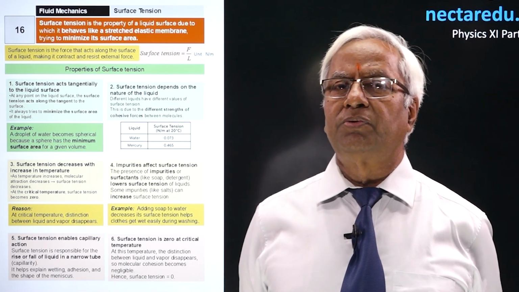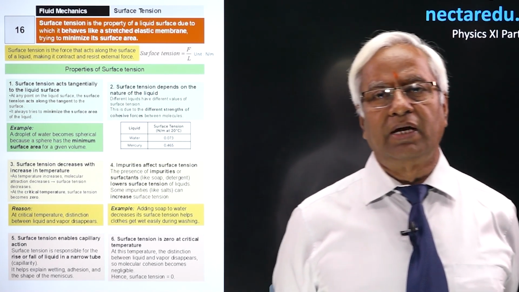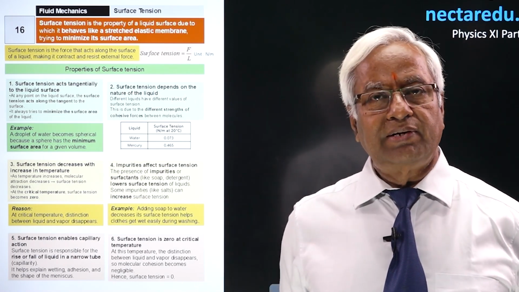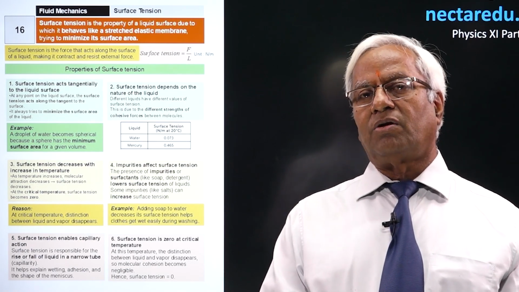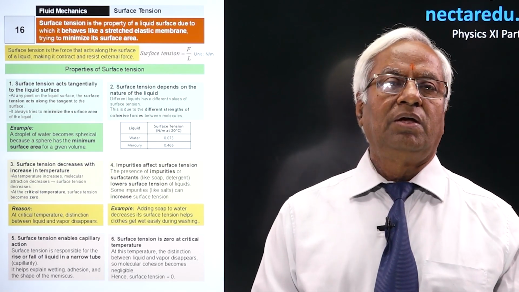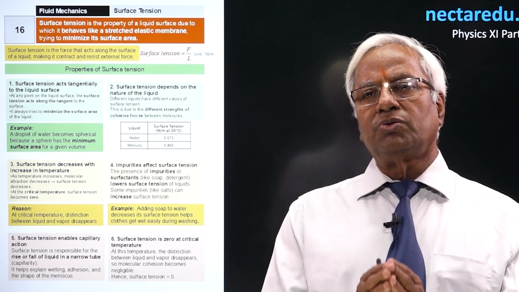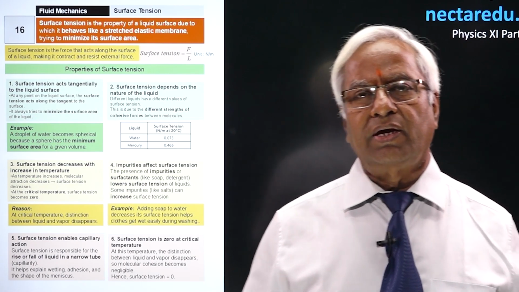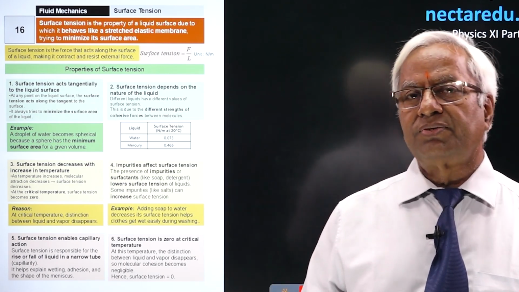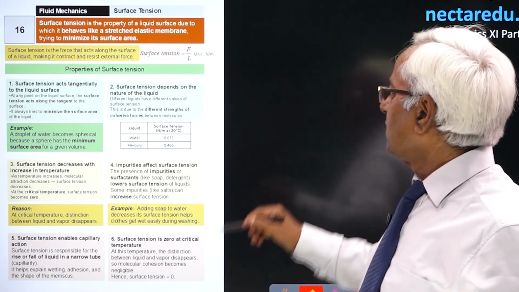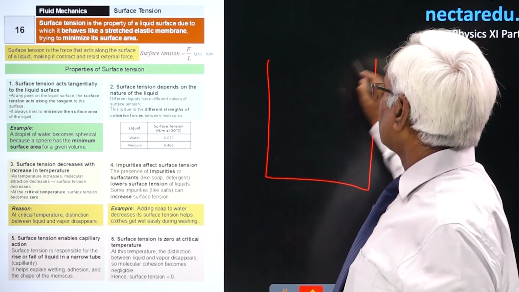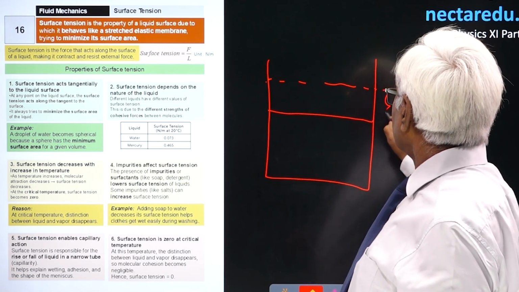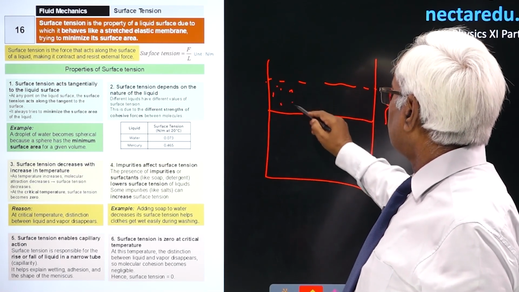Intermolecular forces means force between the molecules. When the molecules are of a similar substance, it is cohesive, and when different substances are there, it's called adhesive force. Out of these two forces, depending on which one is greater and which one is smaller, we have the property of surface tension.